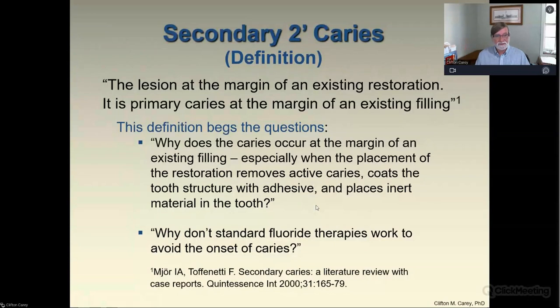Boof, it should be sealed up. And then, interestingly, why don't fluoride therapies, the standard ones, work to arrest the onset of caries? These are questions that are still being asked and we're still researching.